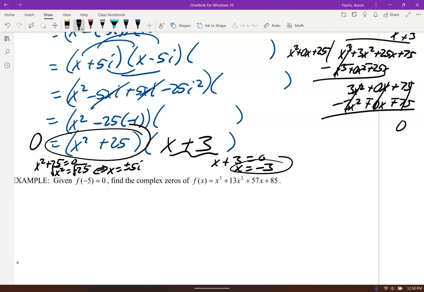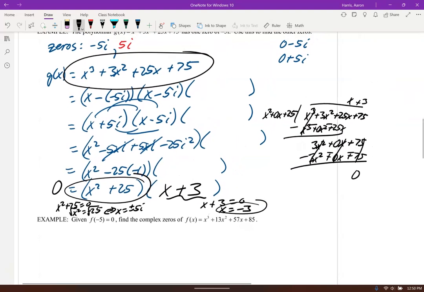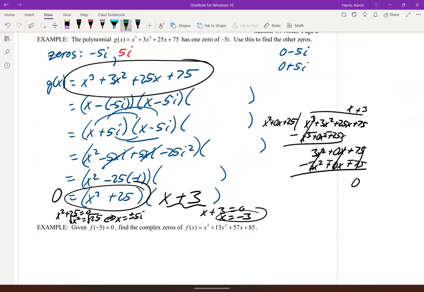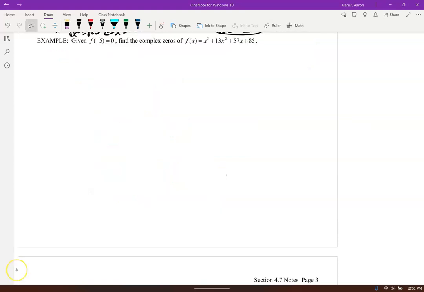That's the other 0 we were looking for, right? So just to recap, we took the given 0, -5i. Complex zeros come in pairs. So if -5i is a 0, so is 5i. And then they're both factors, so we set them up as x minus and x minus, multiplied them together, did the division to find that remaining 0, the remaining factor, which will give us the other 0.